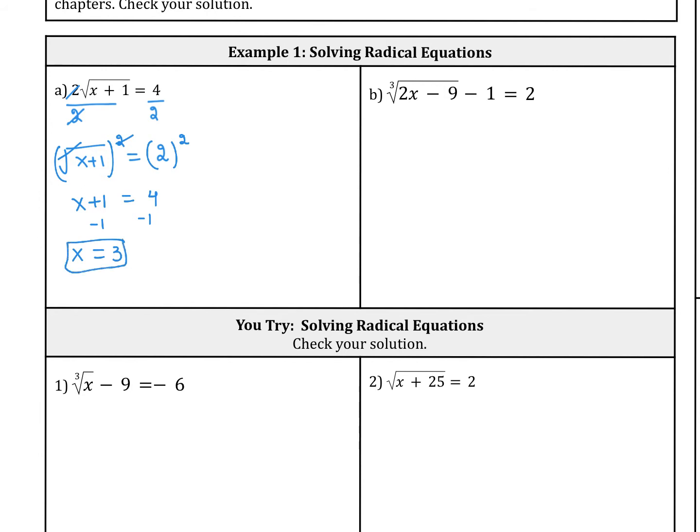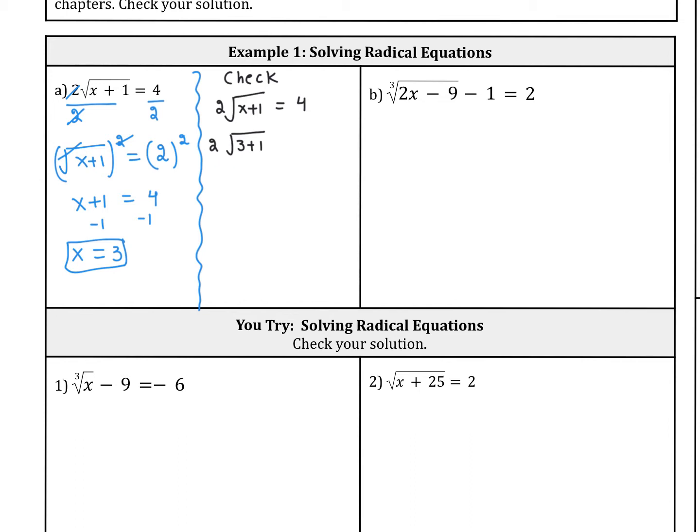Now we have to check if the 3 is the right answer or not. We're going to use the original equation and plug in x equals 3. So here we are going to check 2 square root x plus 1 equals 4, where you're going to put x as 3. So this x value, you're going to plug it in here.